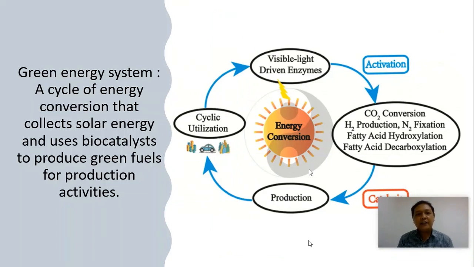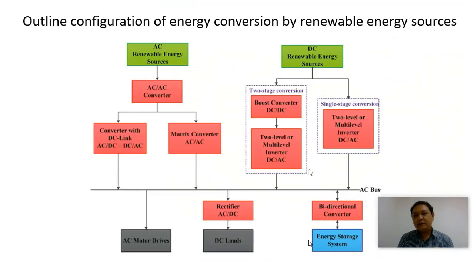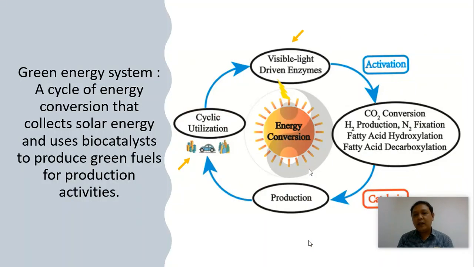Green energy system, a cycle of energy conversion that collects solar energy and uses biocatalysts to produce green fuels for production activities. We can see in the chart visible light driven enzymes activation and the catalyst production, and then cyclic utilization to the car.